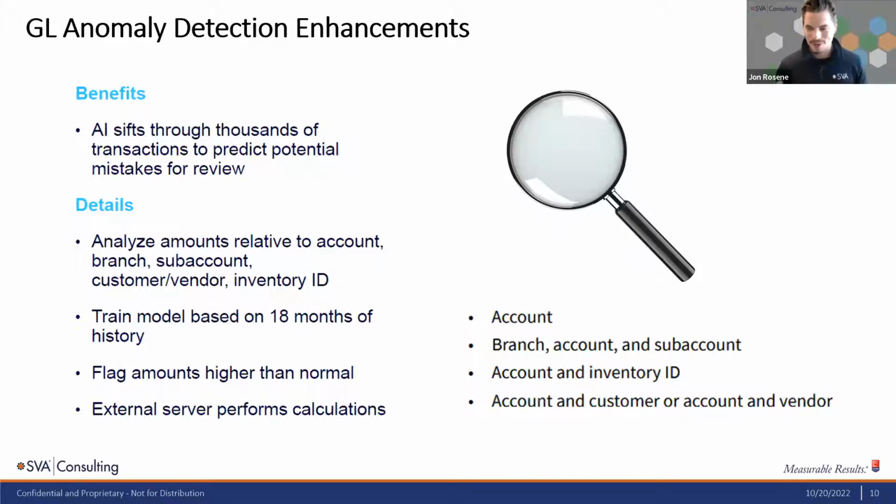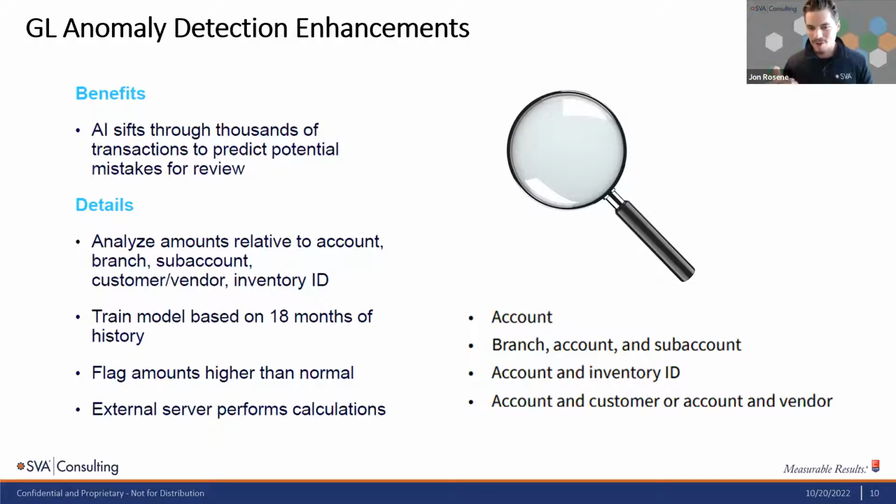In 22R1, we saw the introduction of the GL anomaly detection. Now, we had quite a few limitations in that the GL anomaly detection was primarily focused around the reclassification process in Acumatica. And for customers that weren't using the reclassification process, we got very little benefit out of the GL anomaly detection. So Acumatica has introduced a new level for that GL anomaly detection to look at 18 months worth of history and categorize it based off of 4 areas.